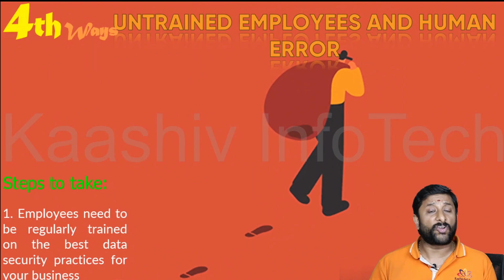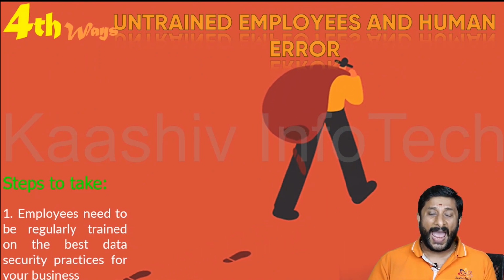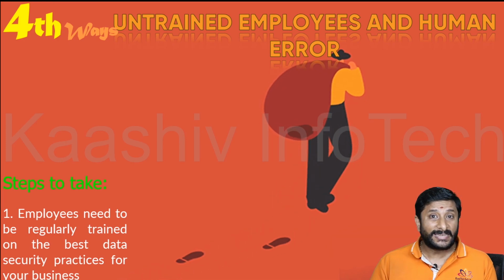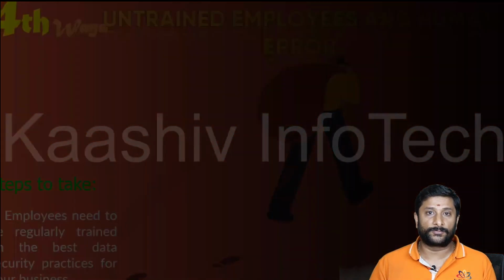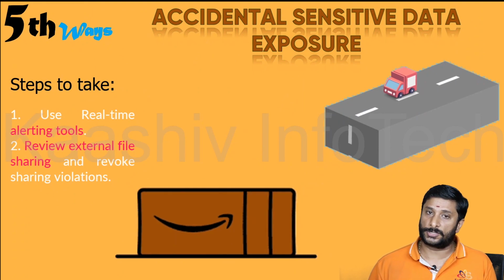The fourth way is untrained employees and human error. Obviously the employees are not trained to handle the systems, to handle the passwords, to create the passwords, to maintain them. Such kind of things we should be really careful about and we should train them. Accidental sensitive data exposure.